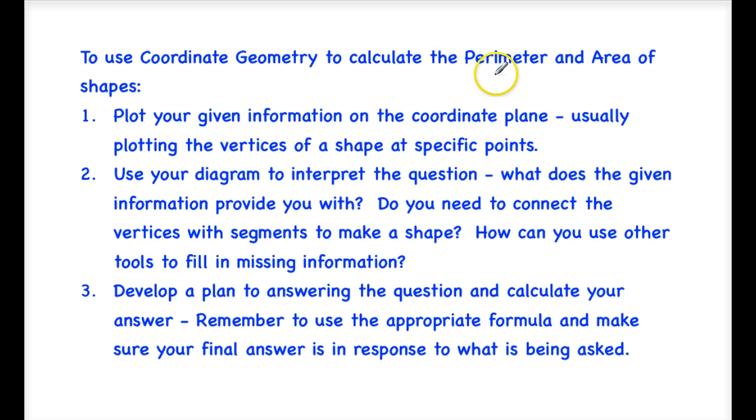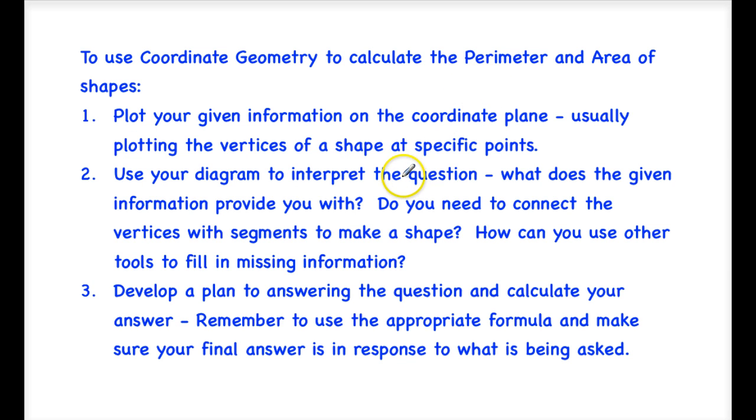Whenever we're going to try to calculate the perimeter and area of a shape using coordinate geometry, there's three steps that we want to do. First, we want to plot our given information on the coordinate plane. Usually these questions will give us the vertices of a shape, and the very first thing that we have to do is plot them on a coordinate plane.